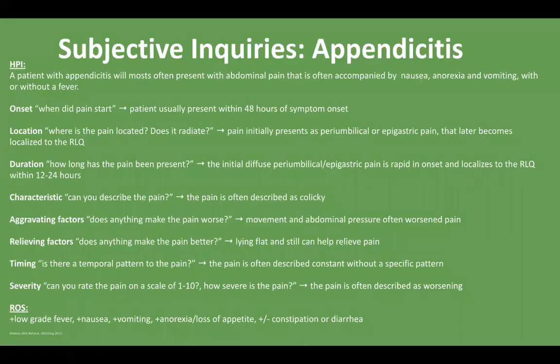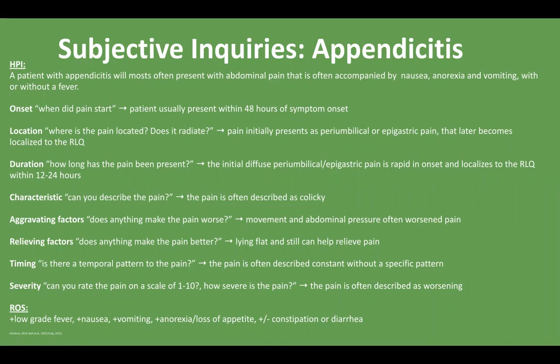Subjective data for appendicitis. In terms of onset, the patient usually presents to the provider within 48 hours of symptom onset. When asked where the pain is located, the pain initially is present in the periumbilical and epigastric area, then later becomes localized to the right lower quadrant. In terms of duration, the initial diffuse periumbilical epigastric pain is rapid in onset and localizes to the right lower quadrant within 12 to 24 hours typically.